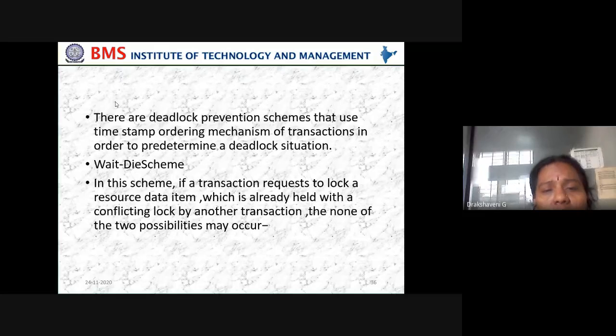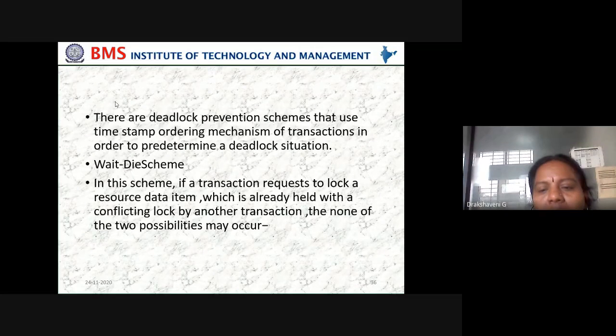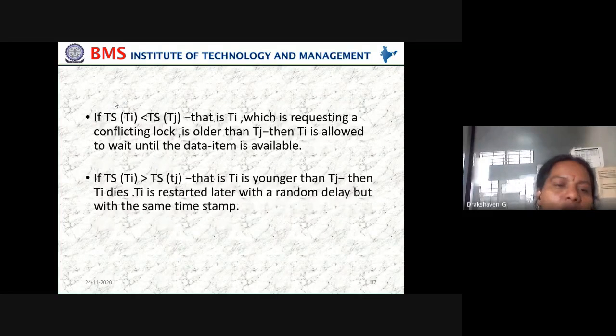So there are deadlock prevention schemes that use a timestamp ordering mechanism of transactions in order to predetermine a deadlock situation. So that is the wait-die scheme. In this scheme, a transaction requests to lock a resource data item which is already held with a conflicting lock by another transaction. One of two possibilities may occur. So there may be two options.